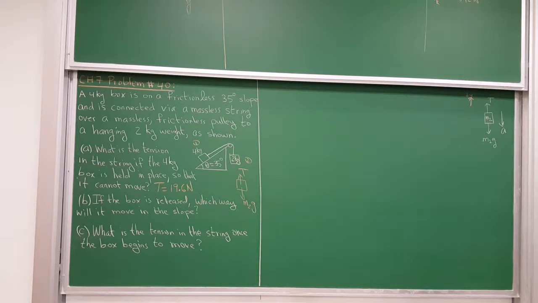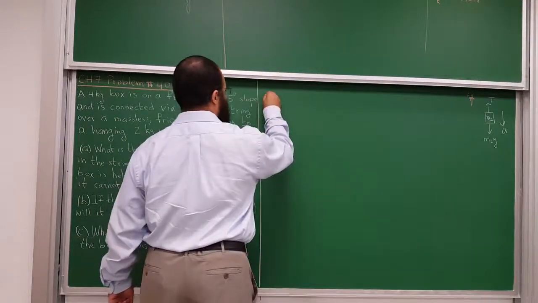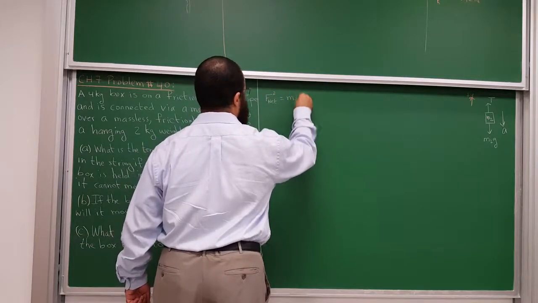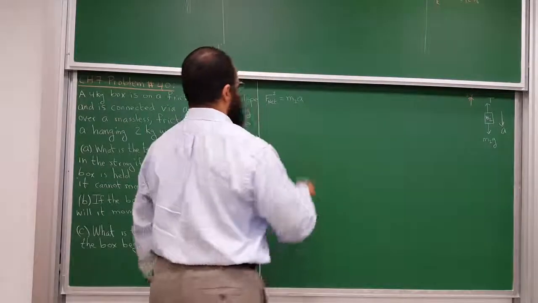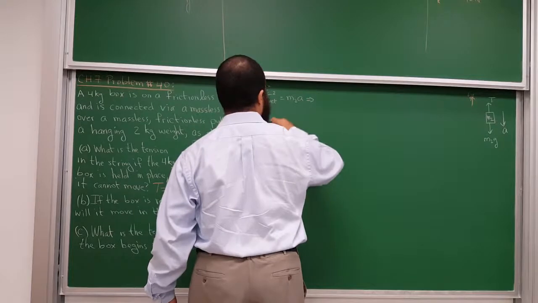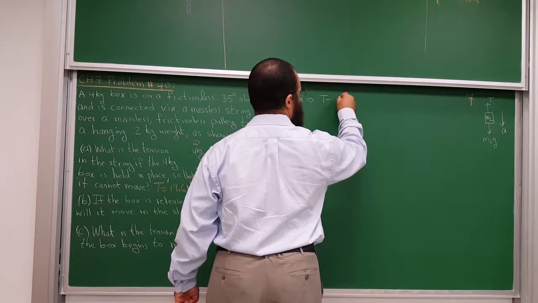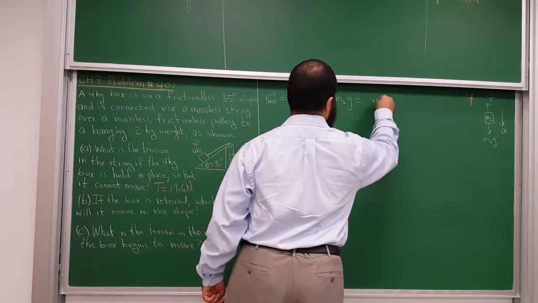It's up to us. I can choose downward to be the positive y direction, along the acceleration. It doesn't matter. So I chose upward to be positive. So the net force on M2 will equal M2 times the acceleration. Notice M2 doesn't have an x direction. It just moves along one direction. So I get the net force on it is the tension minus M2 times g equal to M2 times the acceleration.